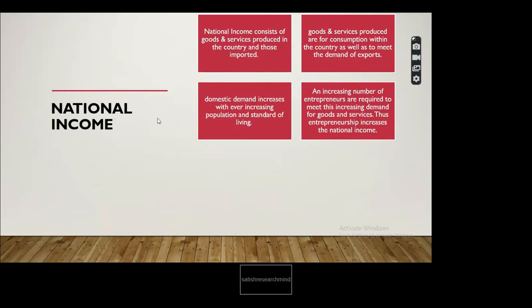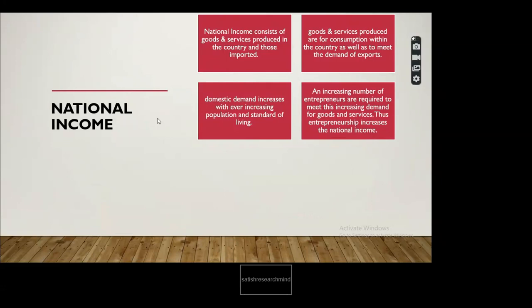We compare with other countries. What about our national income? What about our national product? What about our gross domestic product? What about our gross national income? These are all damages of our country: the failure of entrepreneurship.